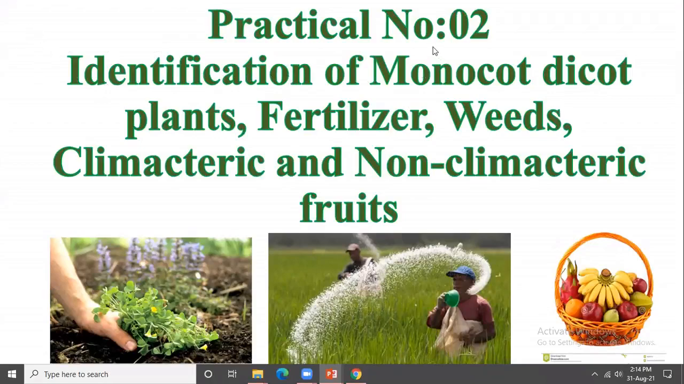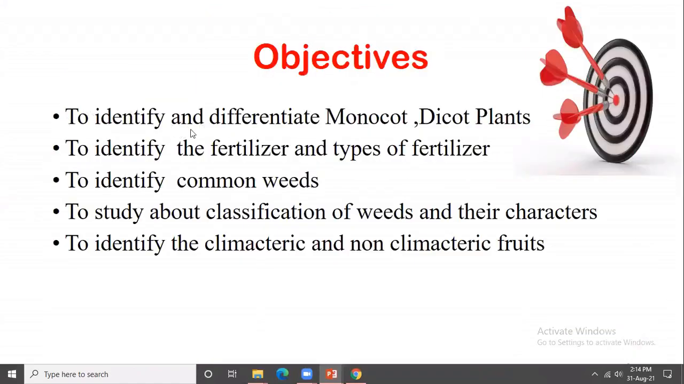That's why we will see the identification of monocot and dicot. Objective: to differentiate the monocot versus dicot plant. Second, to identify the fertilizer and type of fertilizer. Third, to identify the common weeds. Fourth, to study the classification of weeds and their characteristics. And finally, to identify the climatic and non-climatic fruit.